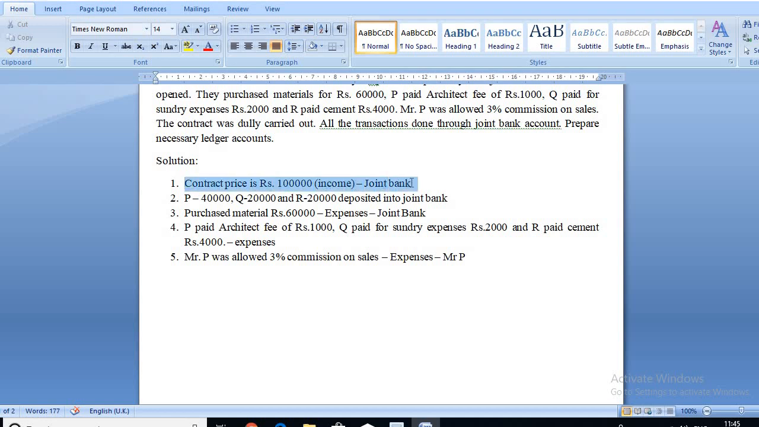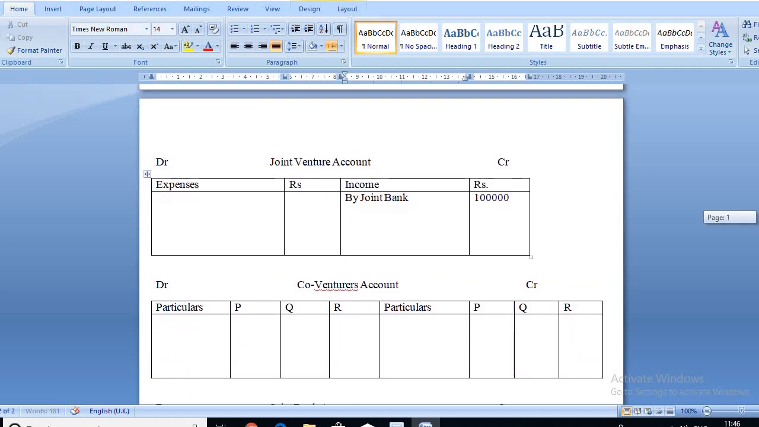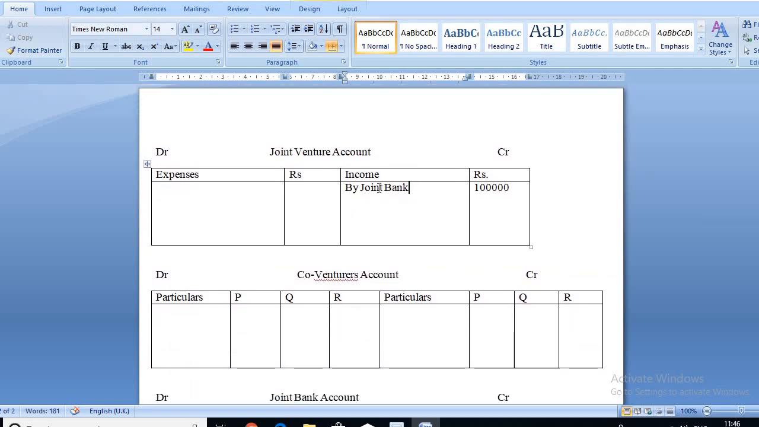So after completing the contract, they're receiving 1 lakh rupees contract price. It's an income for the business. So on the income side, write down rupees 1 lakh. Who will receive this 1 lakh? Joint bank, because all the transactions were made through joint bank. So by joint bank. So each transaction has two effects. One is debit effect, one is credit effect. So here the credit aspect is over.